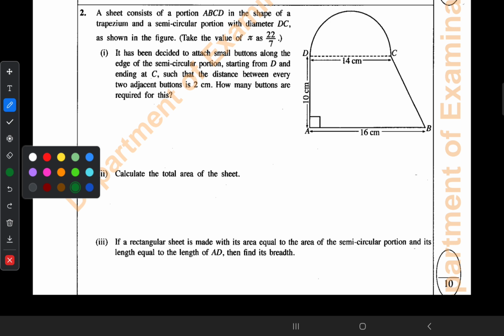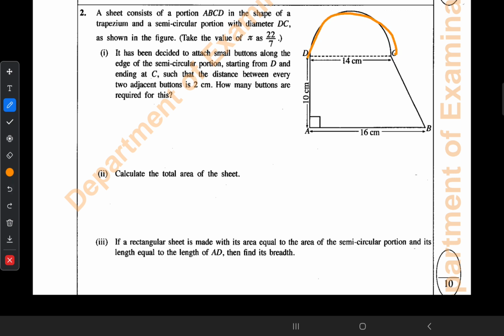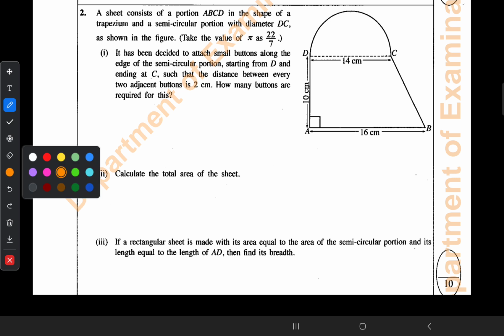Here, what is our question? When you read that, you should read the question with clarity. So that means in between this region only, in this semicircular arc length region, you are going to place some buttons, as a decoration. But the distance between two adjacent buttons is given as 2 centimeters. So hiddenly they are asking you to find the arc length. When you find the arc length, you can find the number of buttons we have to use.